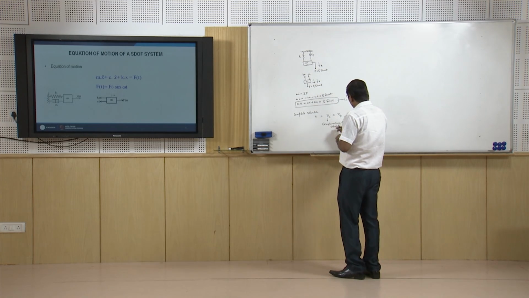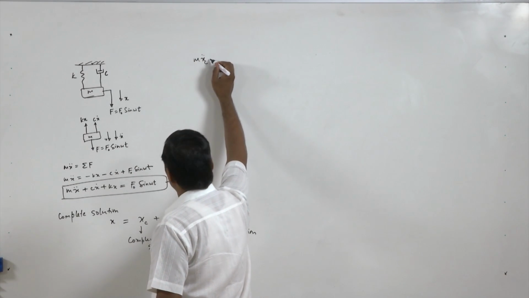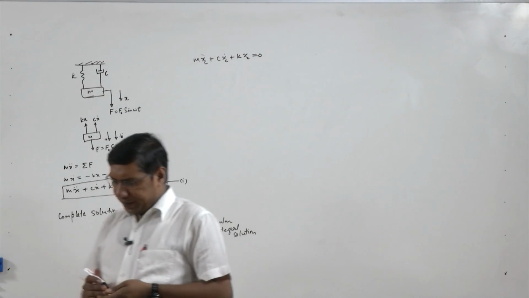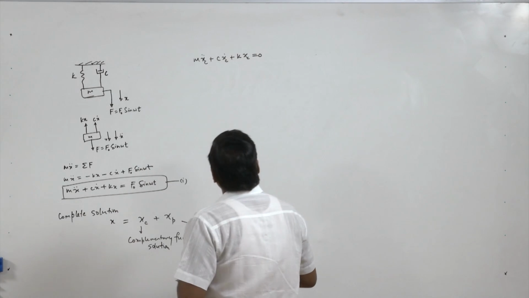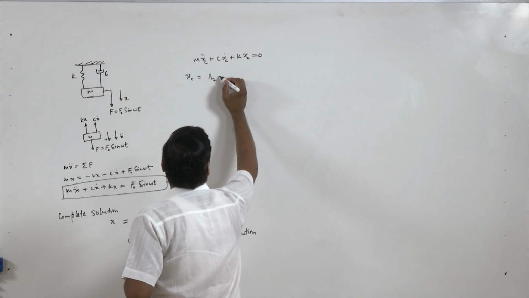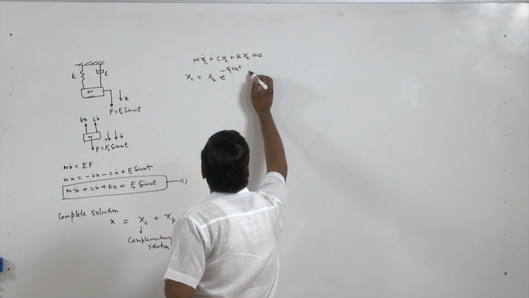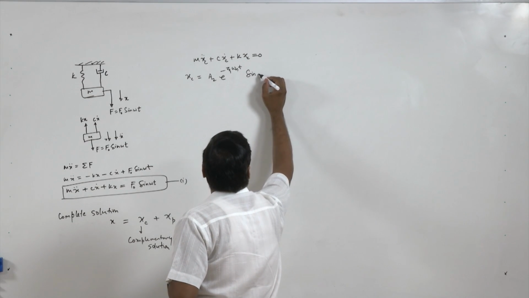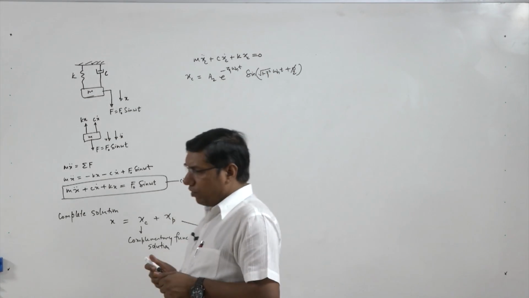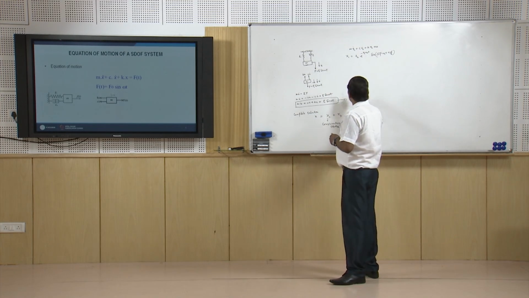To get the complementary function solution, this side will be 0, so we will have m x double dot plus c x dot plus k x equal to 0. This is the case of free vibration, and we already have the response of this system. We already got that this kind of system has the response like A2 e power minus zeta omega n t, assuming an underdamped system, into sine of omega d t, or we write square root of 1 minus zeta square omega n t plus phi 2. So this is the response of an underdamped system, which we already got in free vibration. So xc is this one. Now we have to find xp.